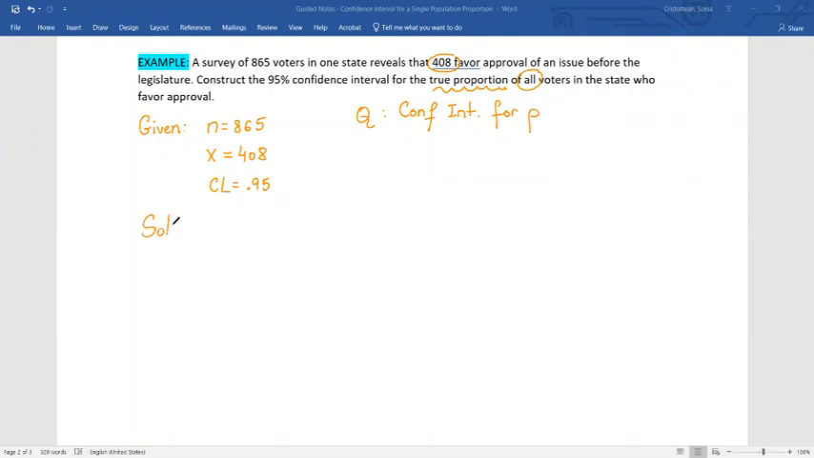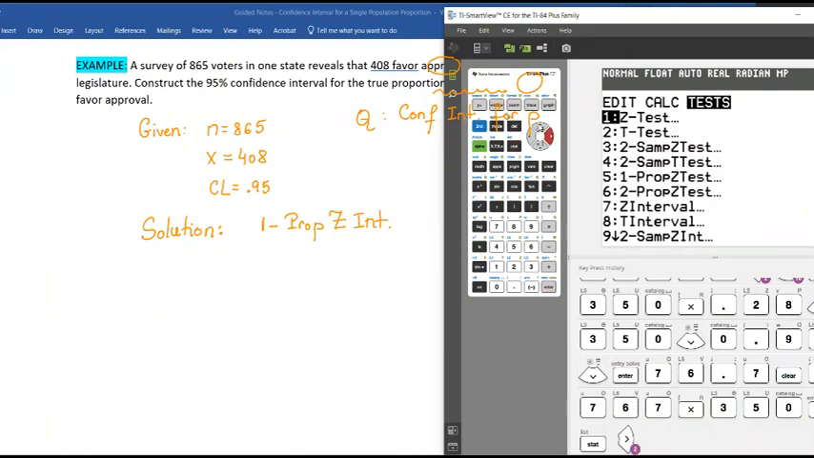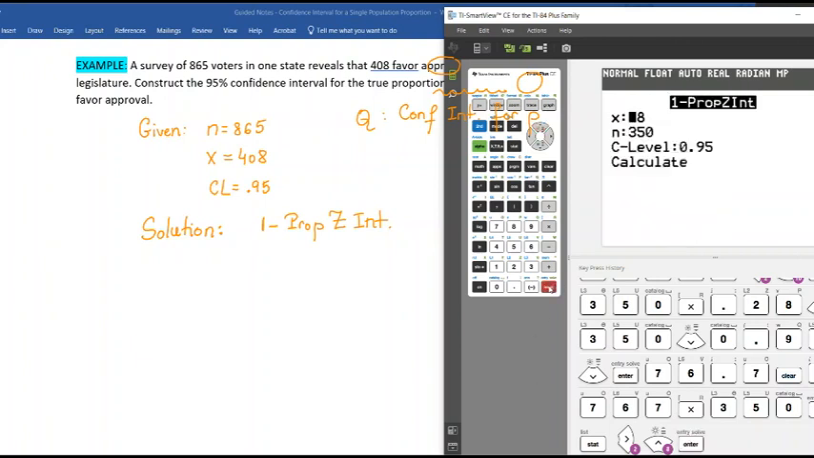So how do we solve this problem? We can do it with a formula. I will do it with a calculator. So in the calculator, I will get to 1-PropZInt and plug in the corresponding values. Let's do this together. Let's go to STAT, TESTS. I will go up now because I know it's on this other screen at A, 1-PropZInt, hit enter, and I will plug in the corresponding values.